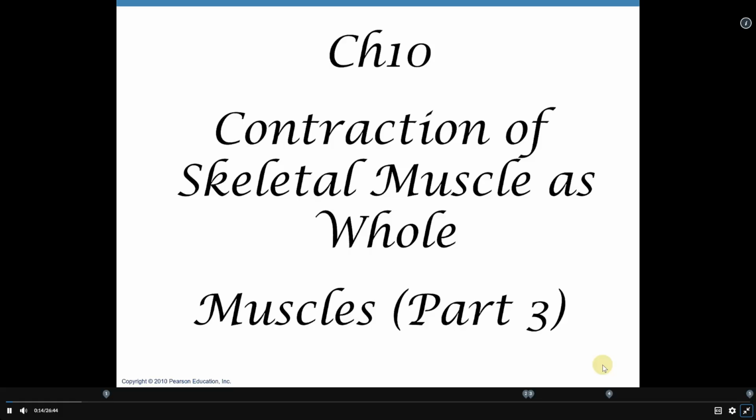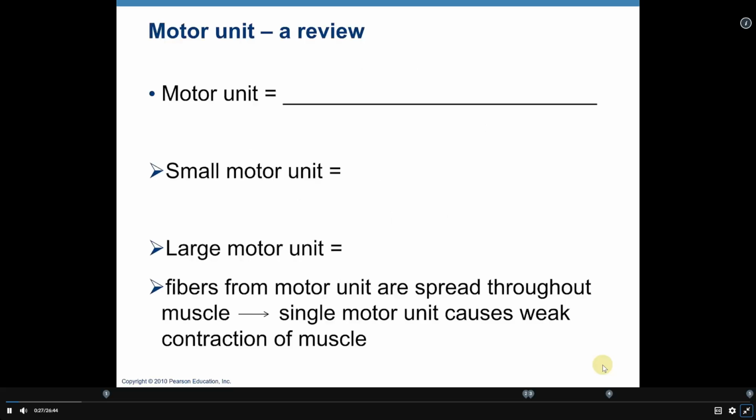this video. So far, we've been focusing on skeletal muscle at the cellular level and how it works at this level. But we're going to take a step forward now and take a look at muscle as a whole. Just a quick review. Remember that a motor unit is one motor neuron and all the muscle cells it stimulates.